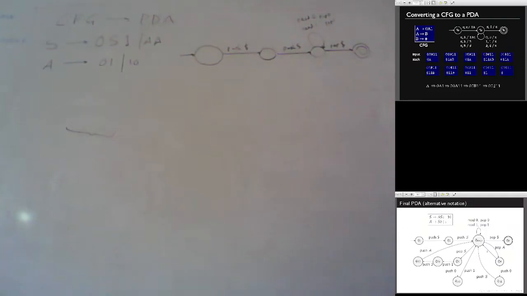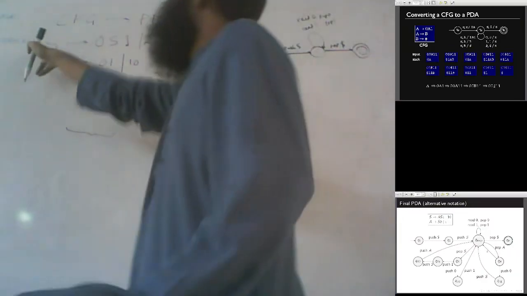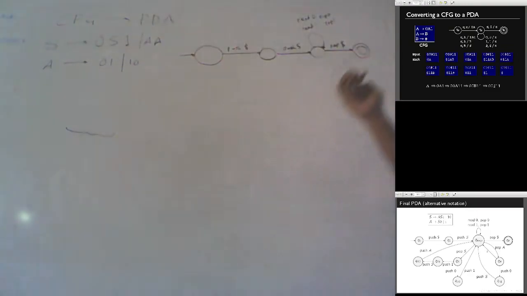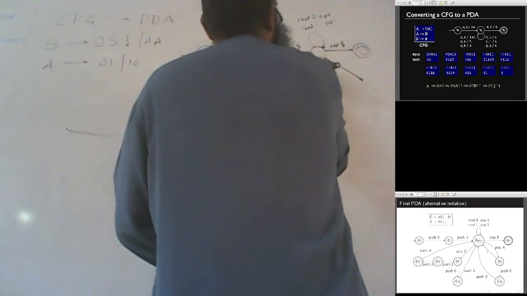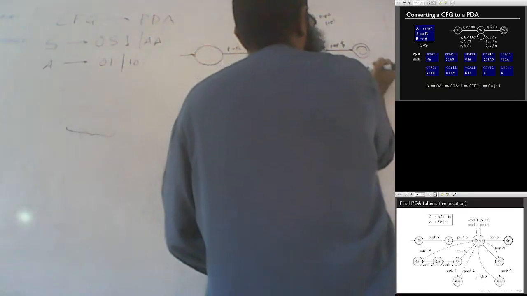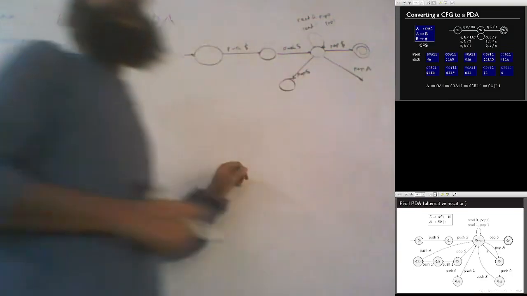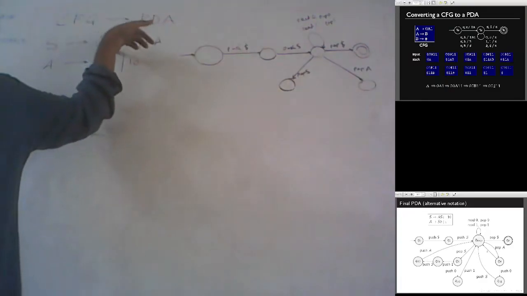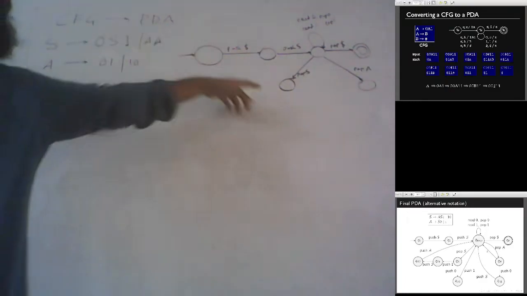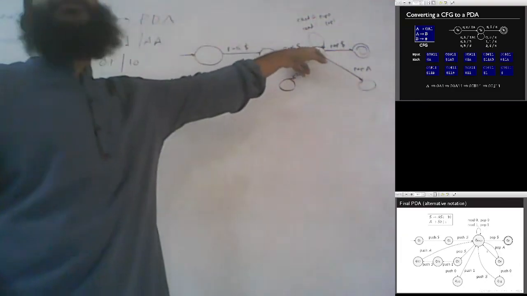But yeah, so we start with this base, that's always going to be there, and then what are the variables we have? We have S and A as our variables, so we can add the two variable states. This one is top S, this one is top A. Okay, that takes care of the variable zone. Now for each production rule, we need to draw the paths from the state back to the loop in the center.